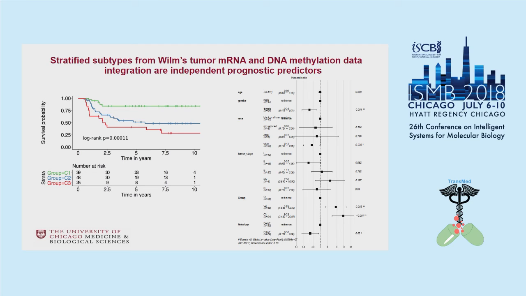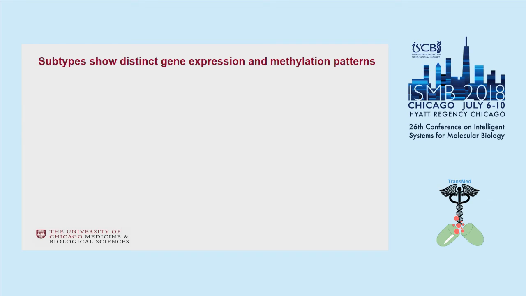To confirm that our subtypes are independent prognostic predictors, we also ran the Cox regression model to see if they are independent from other clinical prognostic predictors. The font is a little bit small, but believe me, they are statistically different. We further identified the differentially expressed genes and differentially methylated genes for all the subtypes, especially for the subtype with a poor outcome.